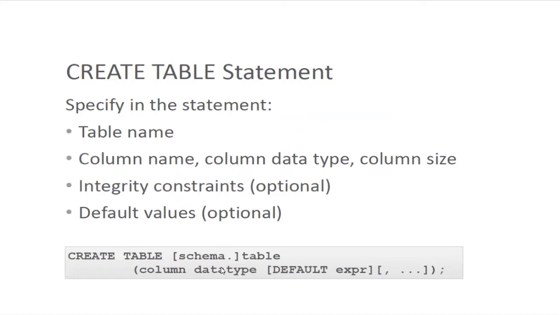So here is the basic syntax in creating a table. Type the words create table, then provide your schema, but that is optional, and your table's name, followed by your columns' names and the data type for each column. We also need to indicate the column size of each column.